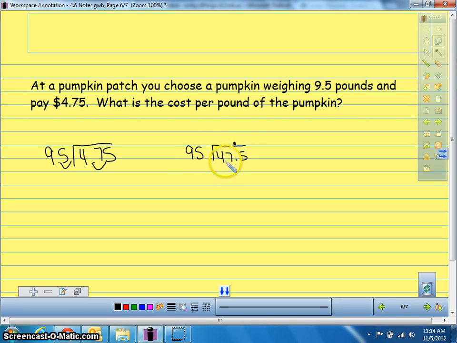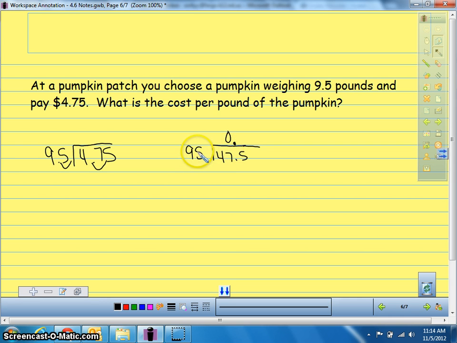Can 95 fit into 47? No, I don't have enough. If I had 47 cookies, I couldn't divide it evenly among 95 friends. So there's not going to be anything here. If you want, you can put a 0 in here. But we need to move over and count it as 475. So if I have 475, could I divide it?